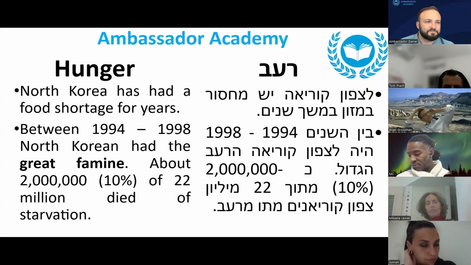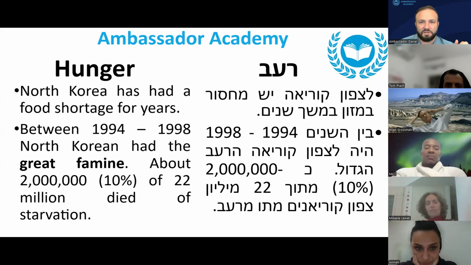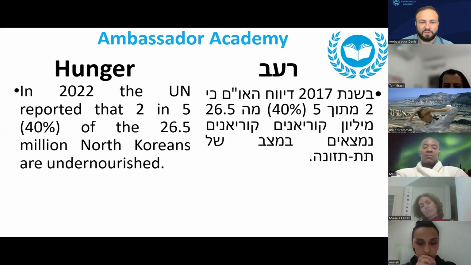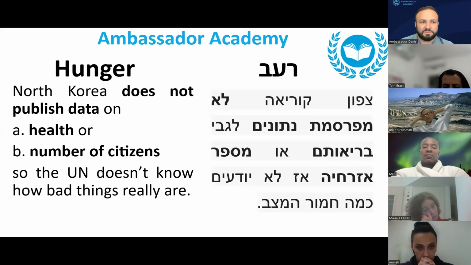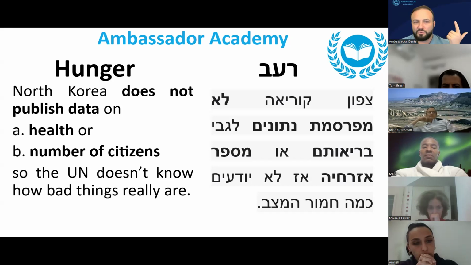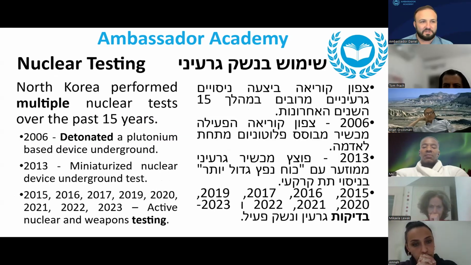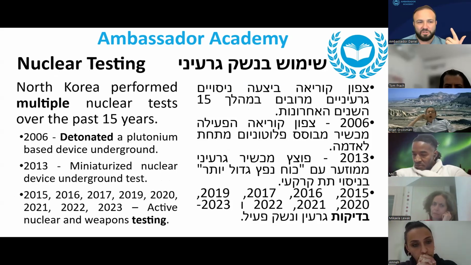So there's background, hunger. North Korea has experience with famine, specifically the Great Famine of the mid 90s, where 2 million people died. As of 2022, 40% are considered undernourished, but they don't really publish data, so it could be more. We don't know exactly the health or the number of citizens, so we don't really know how bad things are. Nuclear, a bunch of countries have nuclear programs, but none are as poor as North Korea, and the weapon comes at the expense of the people. They have done testing. Every year there's some form of either ballistic or nuclear test.